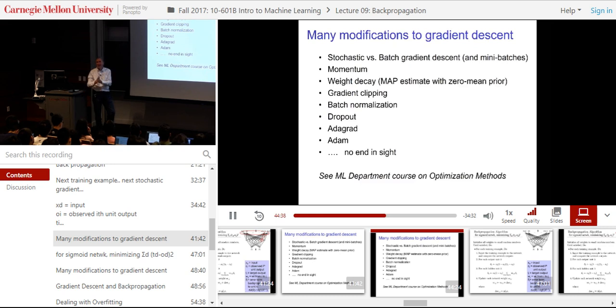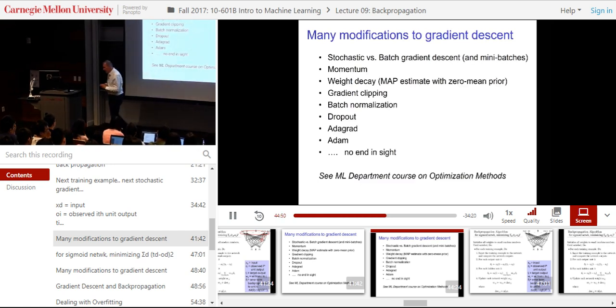Gradient clipping just says if you have a really big value for the gradient, just clip it down to something smaller. Batch normalization is really interesting. It's a technique that is built on the following observation. In many cases, if you have a network with many layers, the gradient, the derivatives, close to the output of the network tend to be larger magnitude than the derivatives early on in the network.